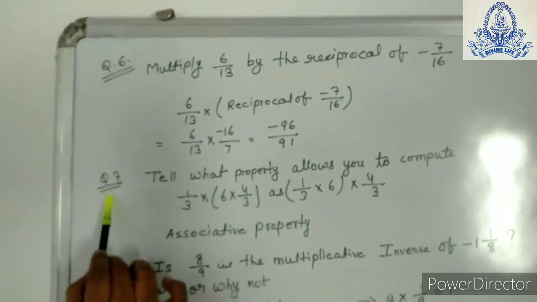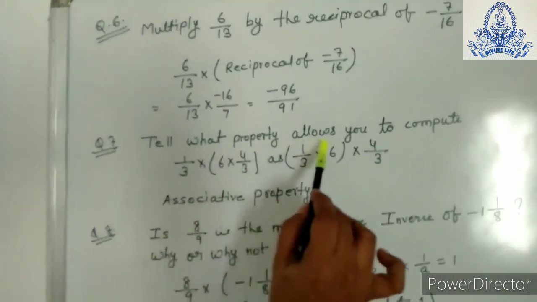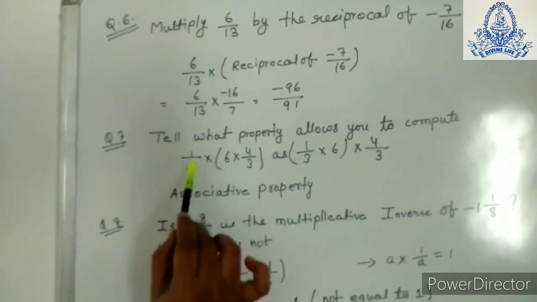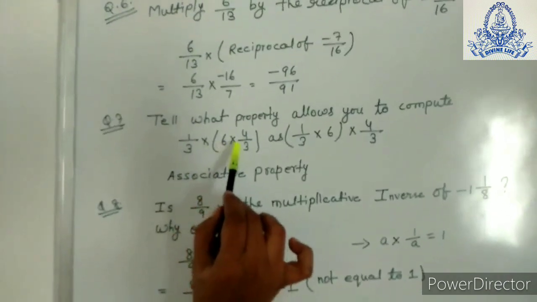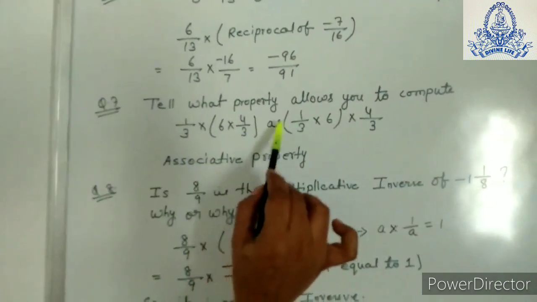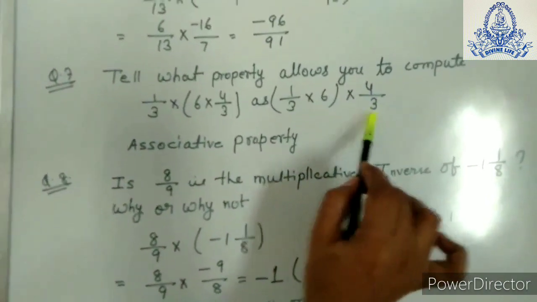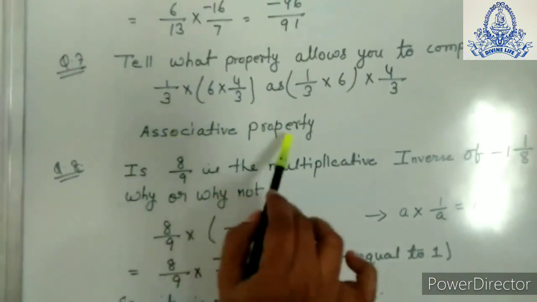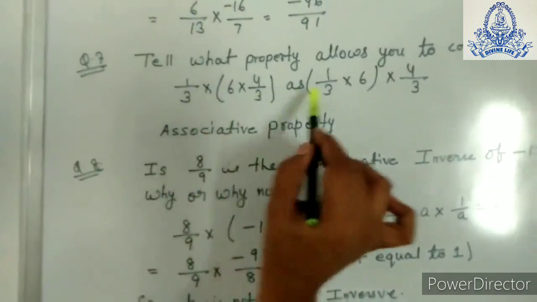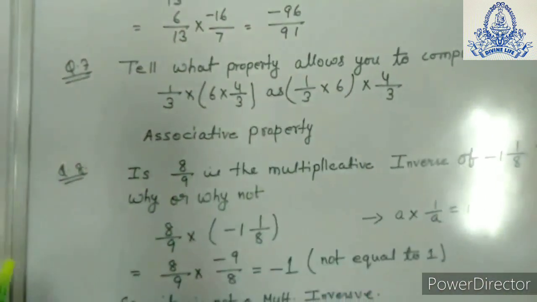Now in question number 7, tell what property allows you to compute 1 upon 3 into 6 into 4 upon 3 as 1 upon 3 into 6 into 4 upon 3. This comes under the associative property, because groupings are changed but the result does not change.